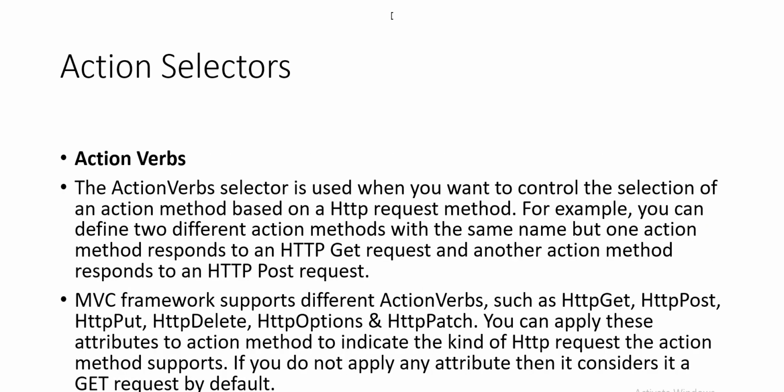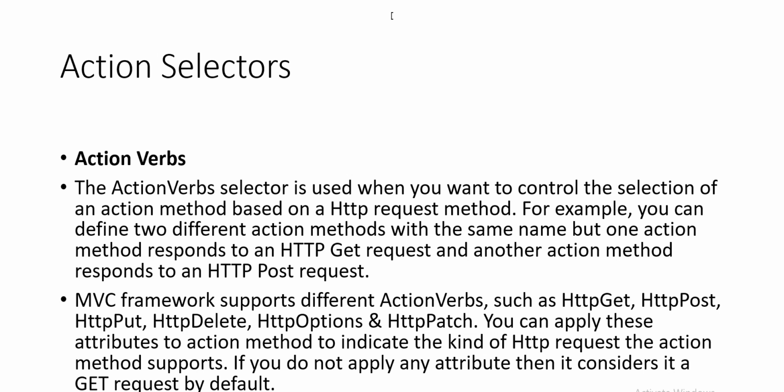Action verbs. The action verb selector is used when you want to control the selection of an action method based on the HTTP request method. For example, you can define two different action methods with the same name, where one action method presents your response to an HTTP GET request and the other responds to an HTTP POST request.